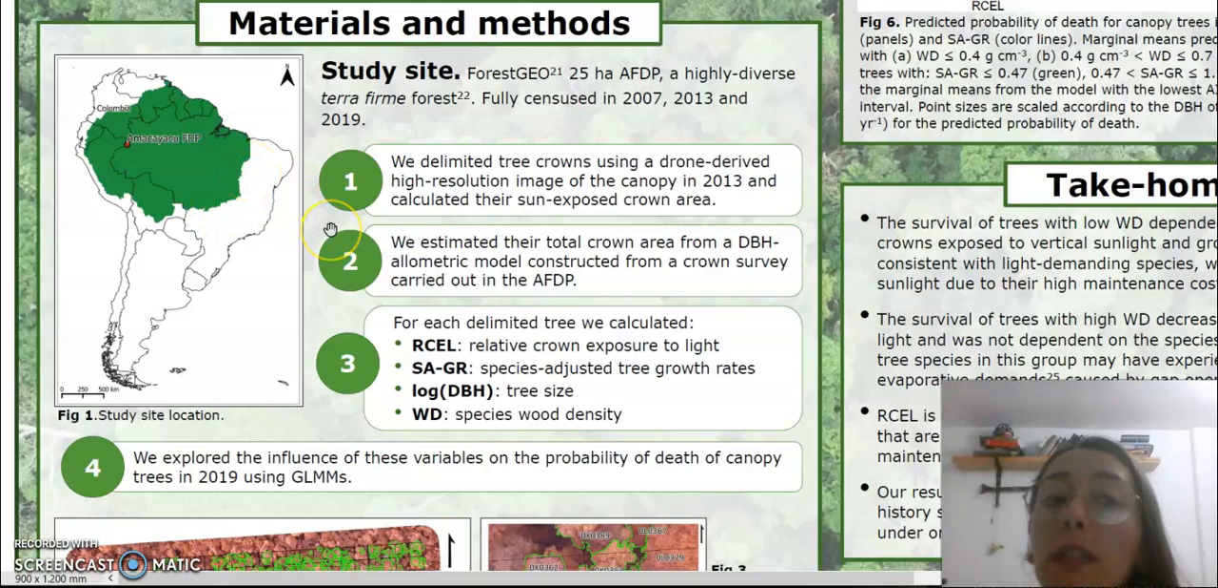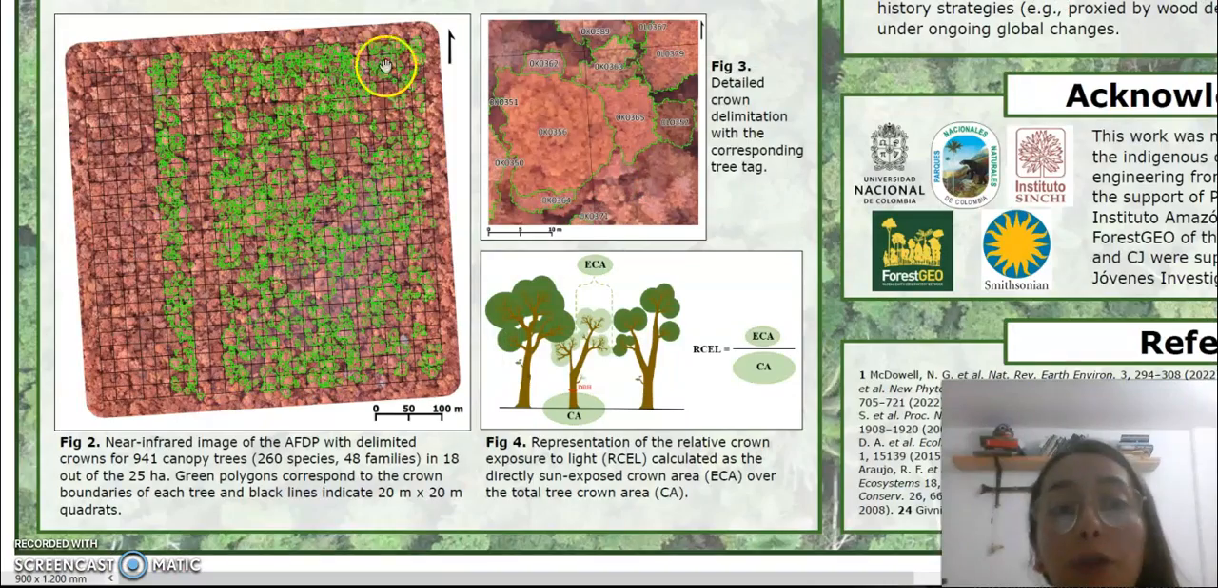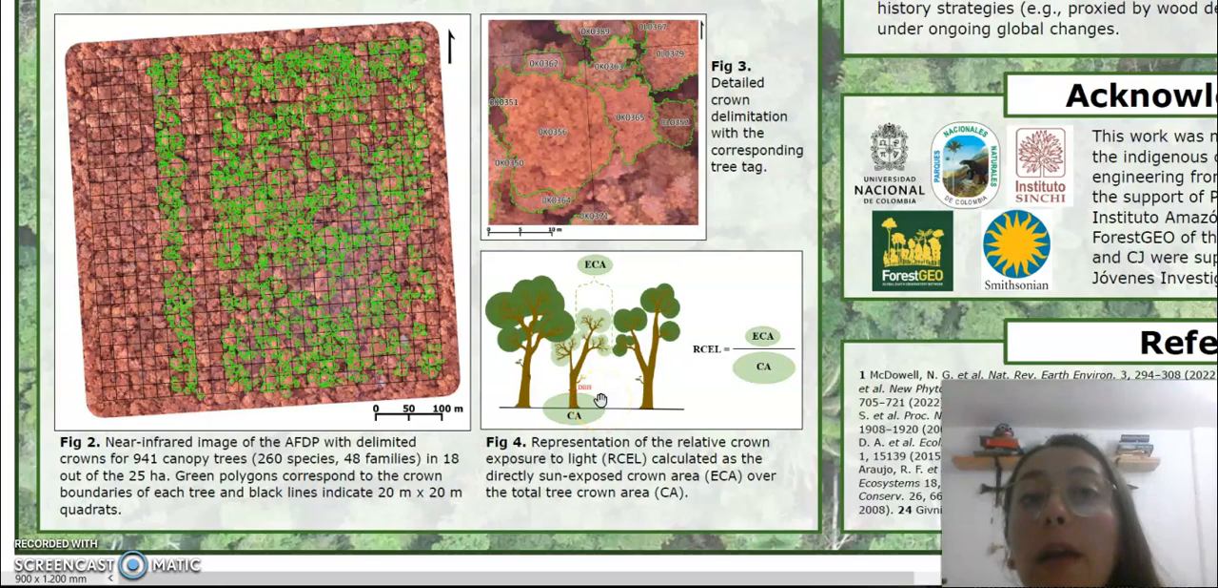First, we delimited tree crowns using a drone-derived high-resolution image, a total of 941 canopy tree crowns, and we then calculated their sun-exposed crown area, which is the area that we could see from above. Then we estimated the total crown area using a DBH allometric model that was constructed using a crown survey carried out at the Macayacu Forest Dynamics plot.